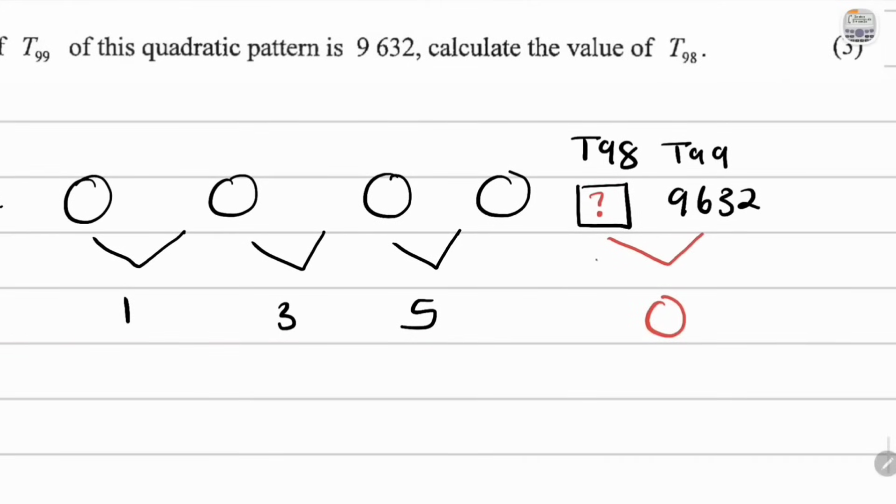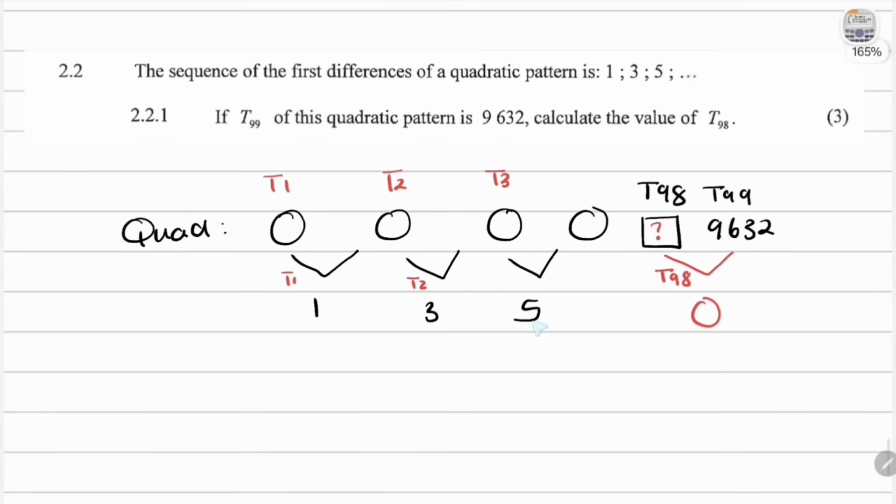What term number would it be in your linear pattern, your arithmetic pattern? To find out what that is, you can look at what is going on here. You see how we have term 1 and term 2? If you say term 2 minus term 1 in the quadratic pattern, it gives you term 1 of your first difference. And if you say term 3 minus term 2 in your quadratic pattern, it would give you term 2 of your first difference. In the same way, term 99 minus term 98 would give you term 98 in your first difference. So we know that this is term 98.